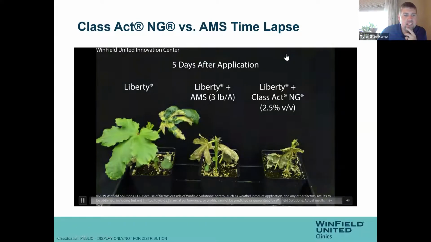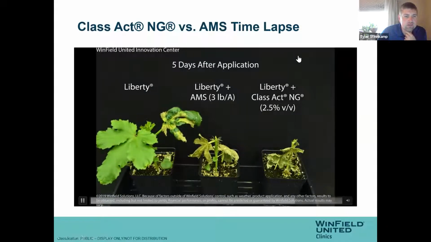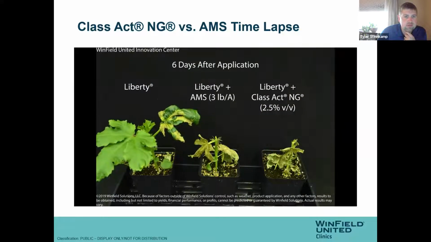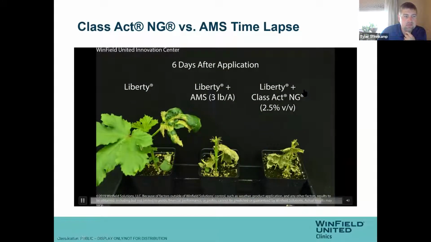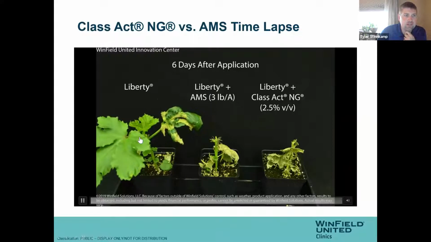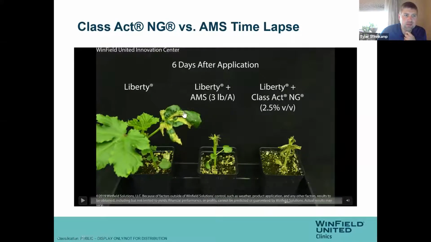So this is 5 days after application here. Here's 6 days. By the way, you'll notice just the Liberty didn't get very good control, right? The Liberty plus AMS did a pretty good job, but what concerns me is I'm seeing some green tissue yet that could come back. Okay, whereas the Class Act NG completely killed this. Now we do need to have that Class Act NG at the higher rate, that 2.5% volume per volume, to get enough AMS in that tank mix.